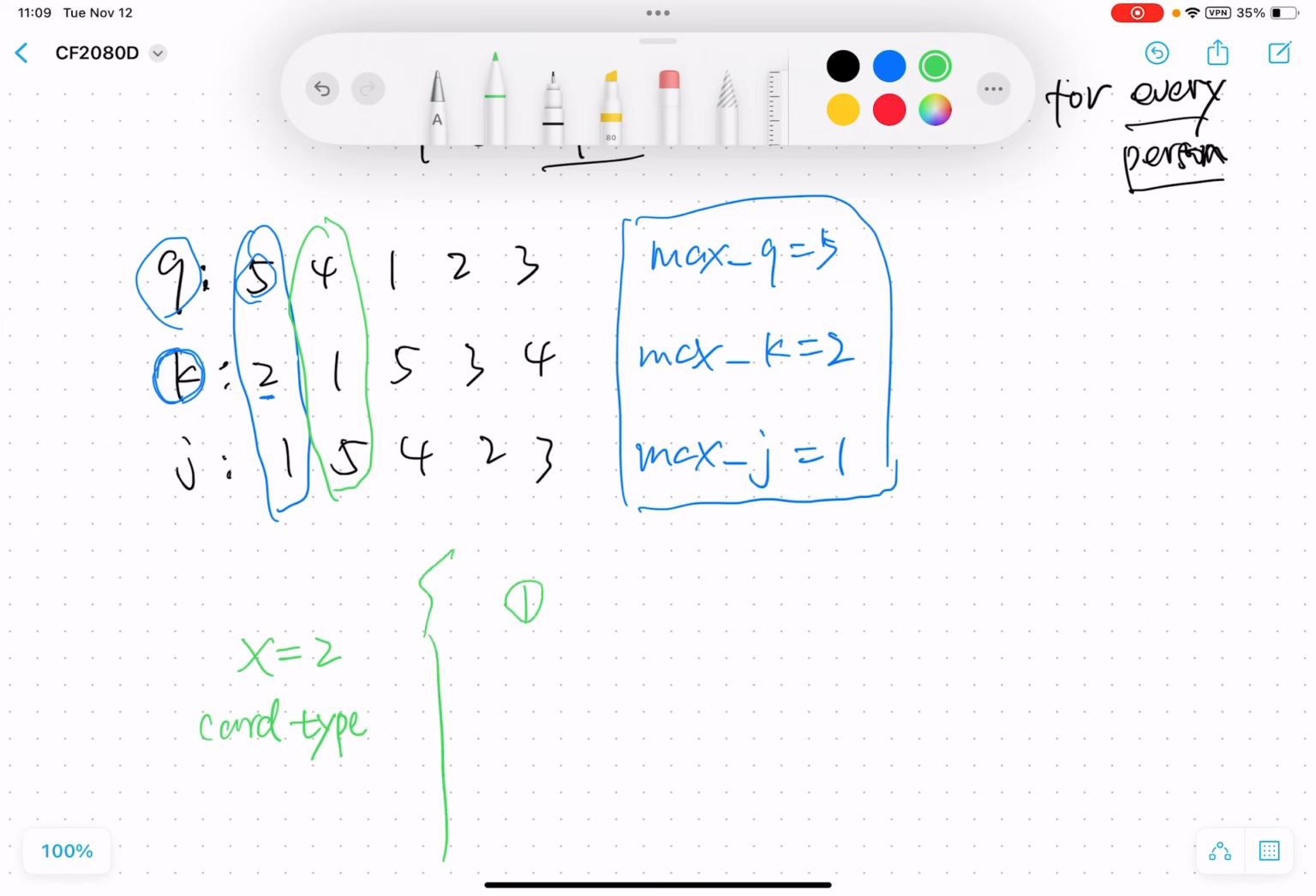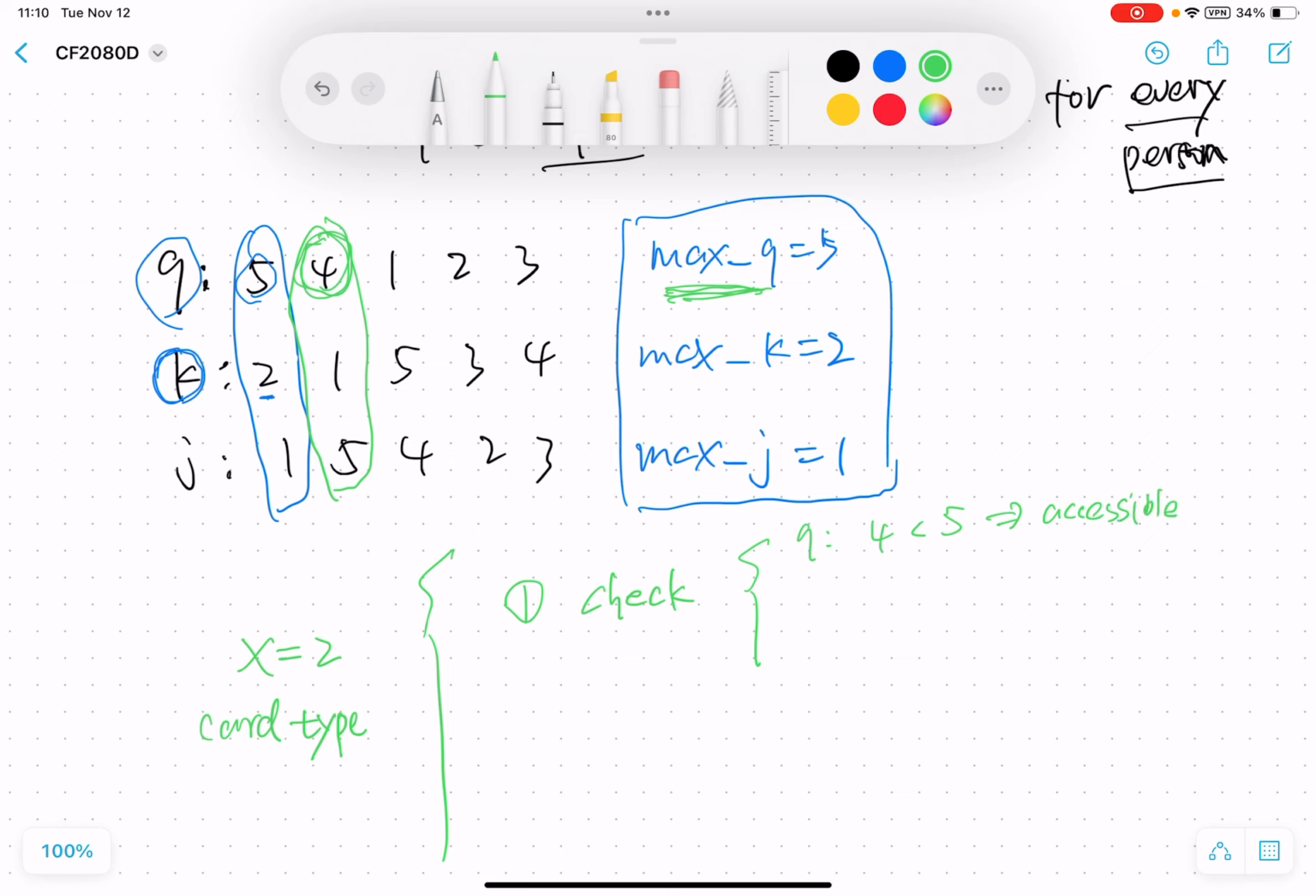So first step, we need to check how to check the type 2 is accessible. That means for every people, we can check the current value is less than the max value. If the current value is less than, that means we can use the last card to exchange the current card. Okay, for the first people, we found 4, people Q, we found 4 is less than 5. So we know it is accessible.